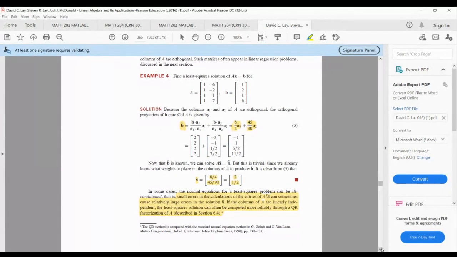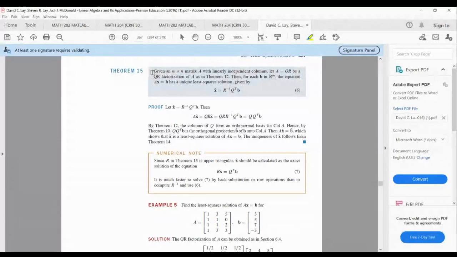And so here they have Theorem 15, that says if you have an n by n matrix A with linearly independent columns, let A equal Q times R be the QR factorization of A, as in Theorem 12. That was the theorem from section 6.4. Then the equation Ax equals b has a least squares solution given by x hat equals R inverse times Q transpose times the vector b.